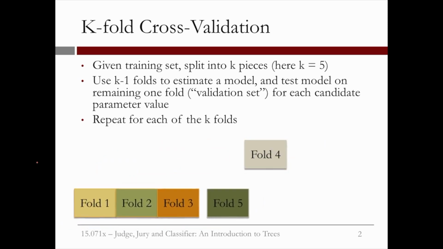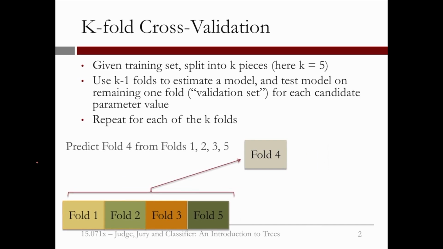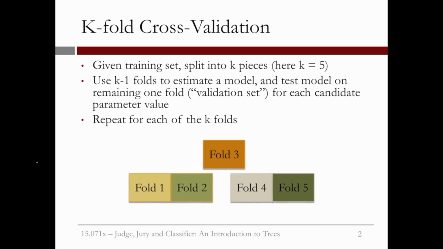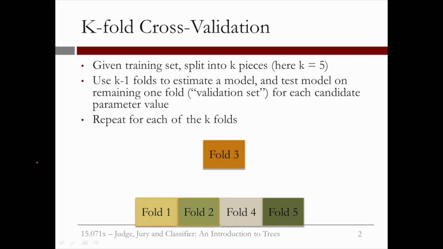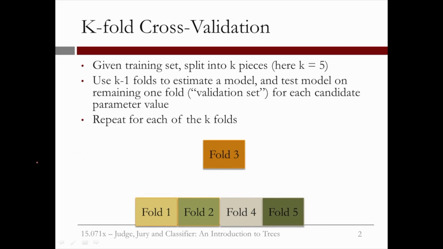So we would build a model using folds 1, 2, 3, and 5 to make predictions on fold 4. And then we would build a model using folds 1, 2, 4, and 5 to make predictions on fold 3, etc. So ultimately, cross-validation builds mini models, one for each fold and possible parameter value.